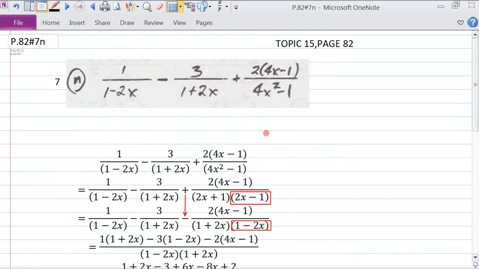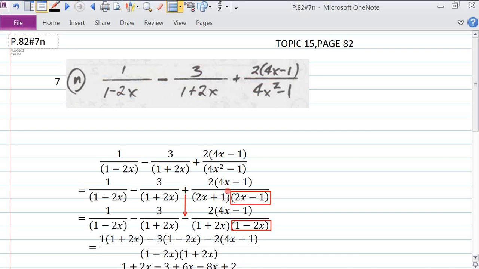In this case, we have 1 minus 2x, 1 plus 2x, and 4x squared minus 1. Now what we can do, we're going to rewrite the problem right here. And the only difference is this term, and we're factoring 4x squared minus 1 as 2x plus 1 and 2x minus 1.